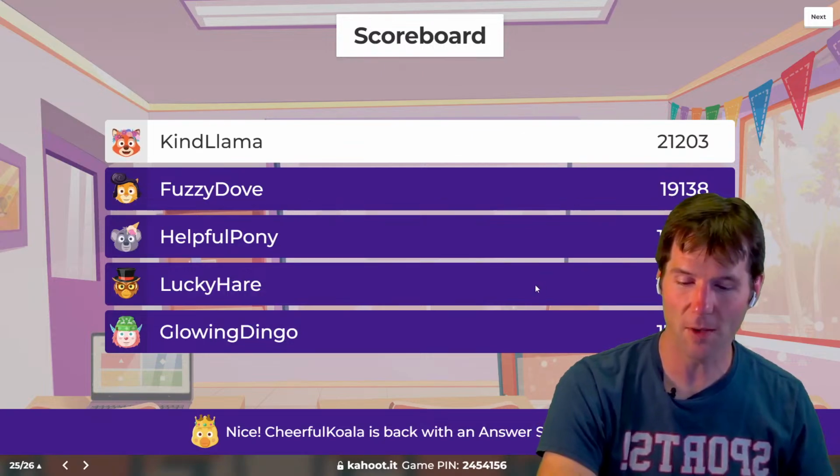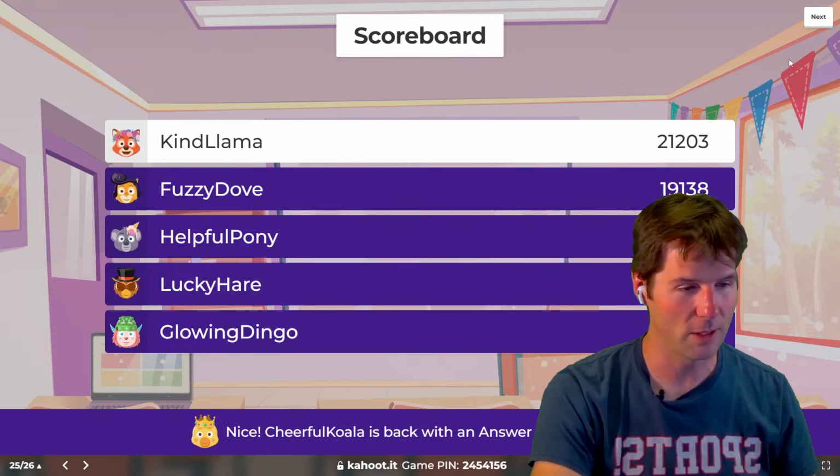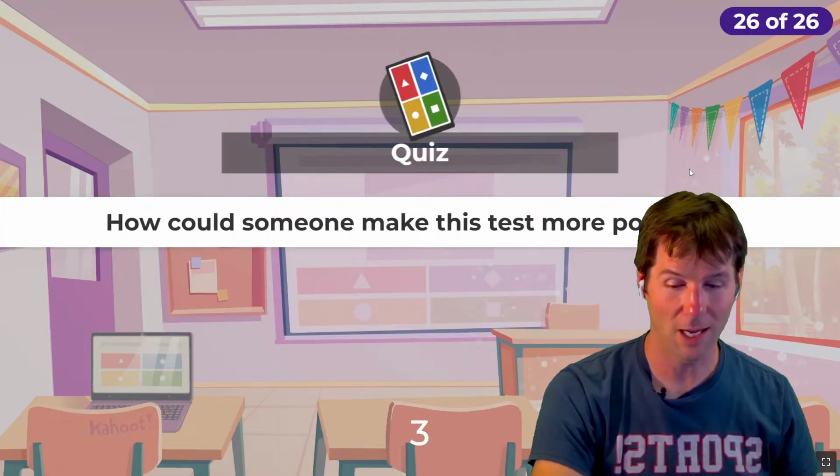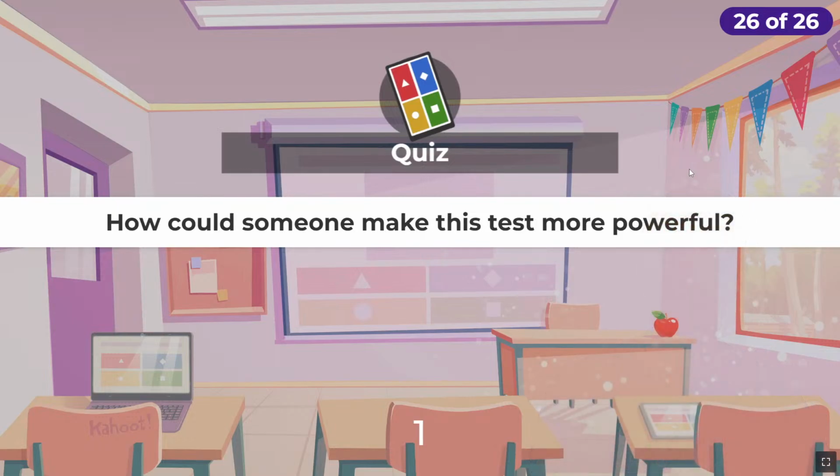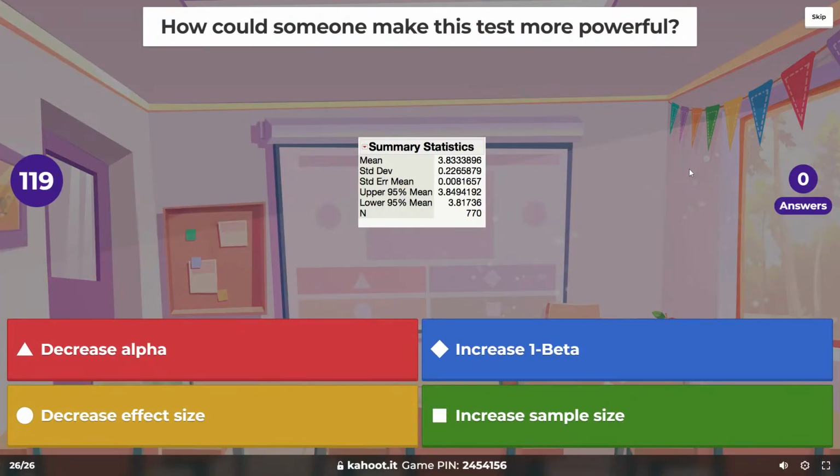Kind llama, fuzzy dove, helpful pony, lucky hair, and glowing dingo. Two more questions, I think. Oh, last one. How could someone make this test more powerful right here? So here we go. What could they do? There's only, I think, one answer that works. And yes, there is one answer that would make it more powerful, but you really don't do that.